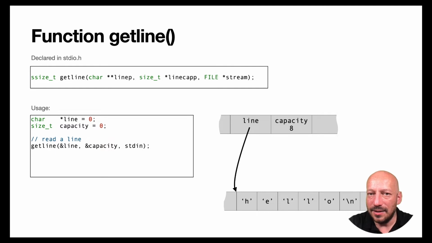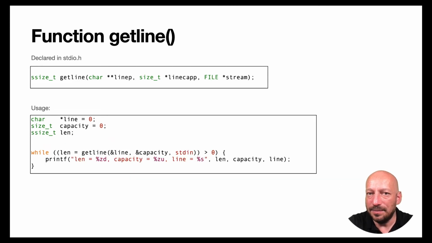If I call it again and the next string fits into this buffer and no reallocation took place, then line will still point to the same buffer and the capacity will not have changed. But in general, each time you call this function, this pointer might be different from before, and also the capacity might have been increased. If you want to read in line by line until the end of file was reached, you have to use this pattern.